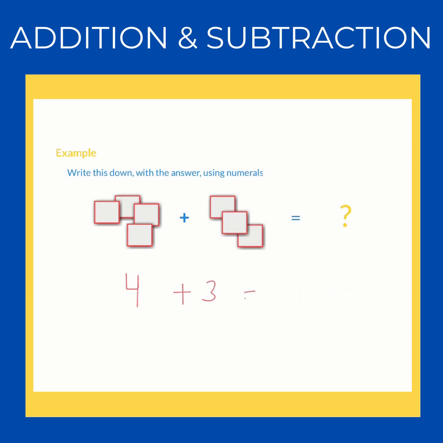So imagine I'm holding 4 squares in one hand and another 3 squares in the other hand. If I bring these squares together, I'll get 4 plus 3, which is 7 squares. So the answer is 7 squares.